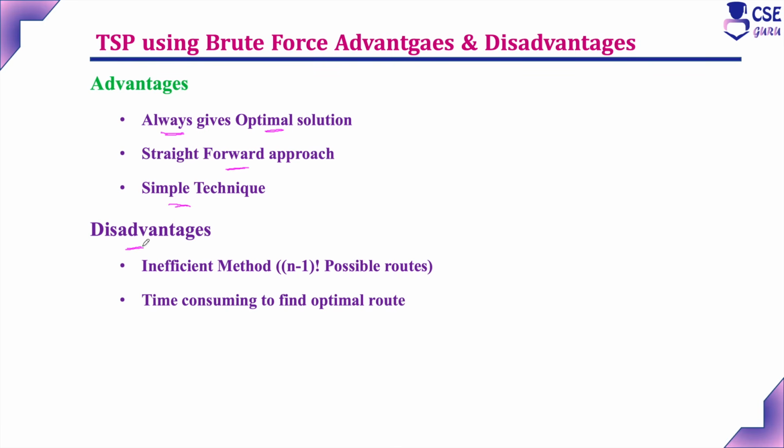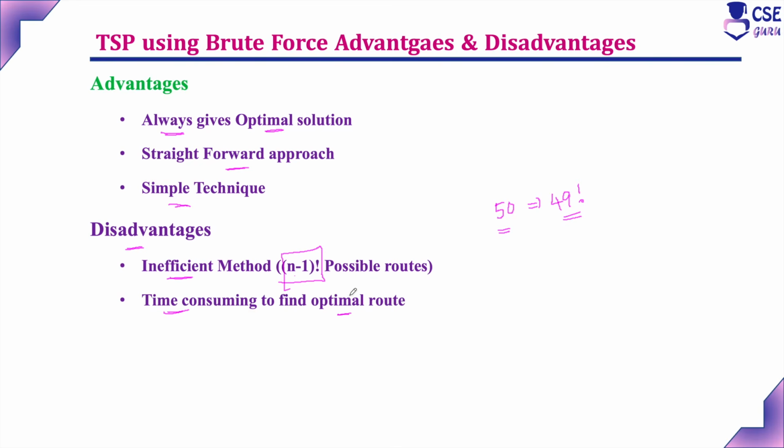And the disadvantages: it is an inefficient method because it has to compute all the possible permutations of n minus 1 factorial. Suppose the number of vertices is 50, then 50 minus 1, so totally 49 factorial, all the possible routes we have to compute the cost. Is it possible? It is very tedious. So it is time consuming to find the optimal route.